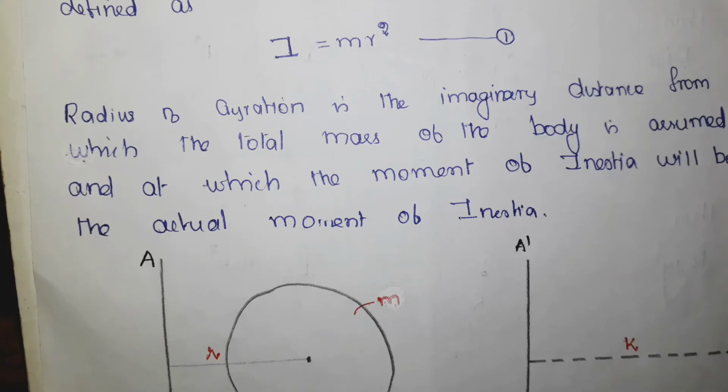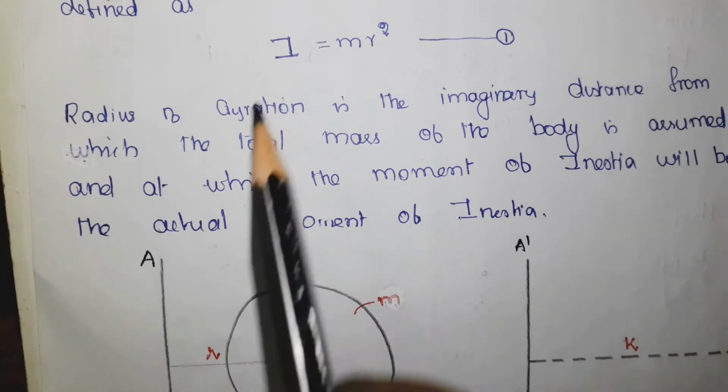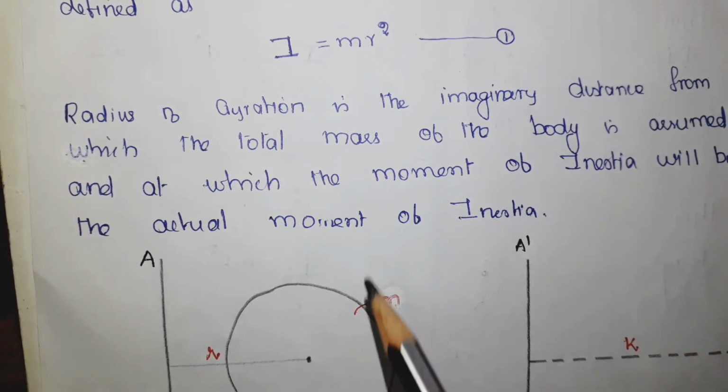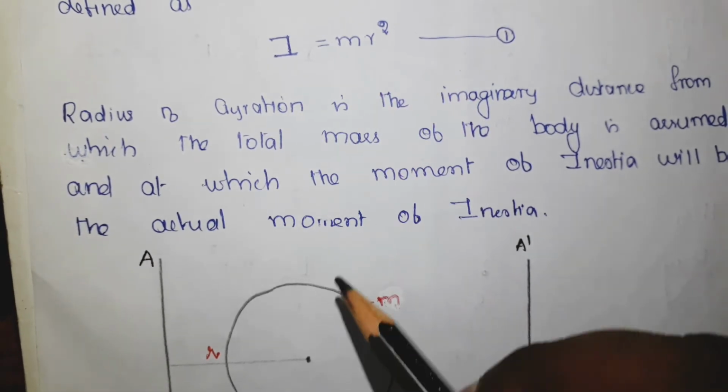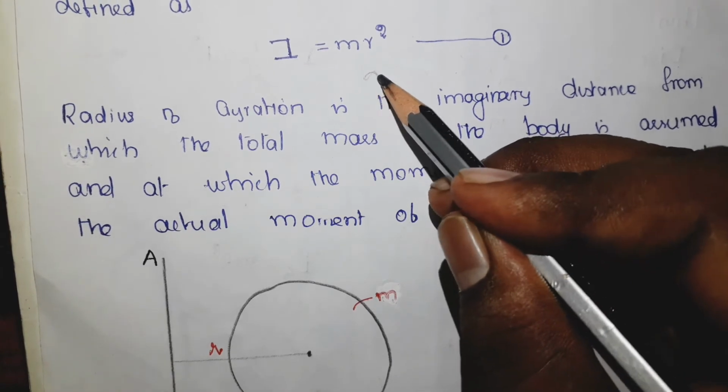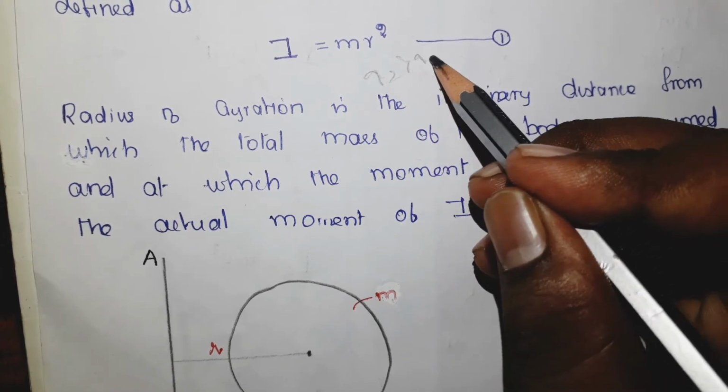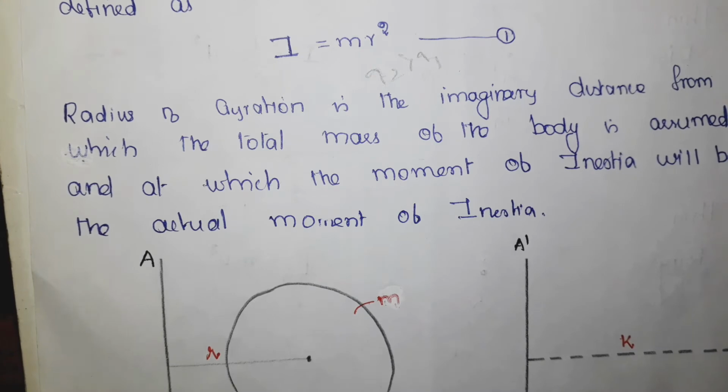Now I am going to apply this formula to both cases. In both cases the mass remains constant, whereas r is different. That means r2 is greater than r1. So the moment of inertia offered by the second object is greater than the first one. Why? Because with the same mass, the distribution of mass plays an important role in mass moment of inertia. And moreover, that leads to another concept called radius of gyration.